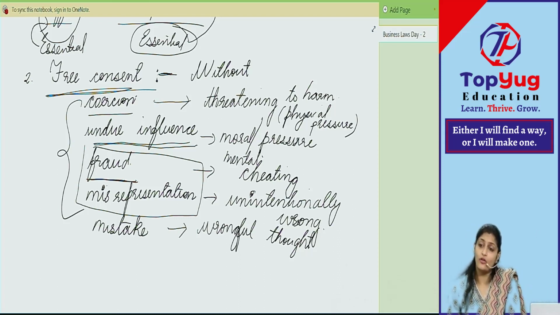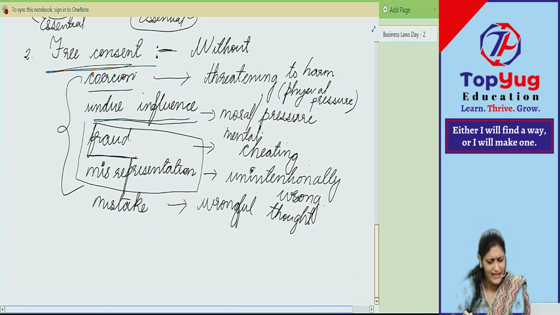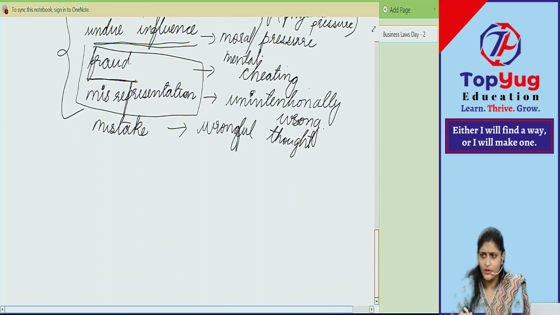When will there be no free consent? Law is saying when these five things are present in any agreement, then only there will not be any free consent. Otherwise, in the rest of the cases, free consent. Clear with this? Everybody? Okay. Anyways, I just wanted to give you a brief overview. I think you have understood it properly now.